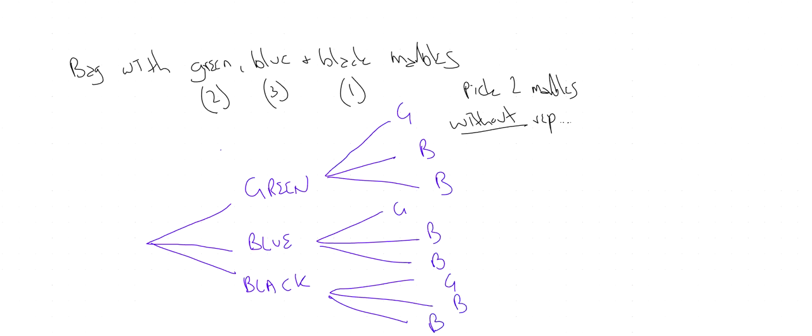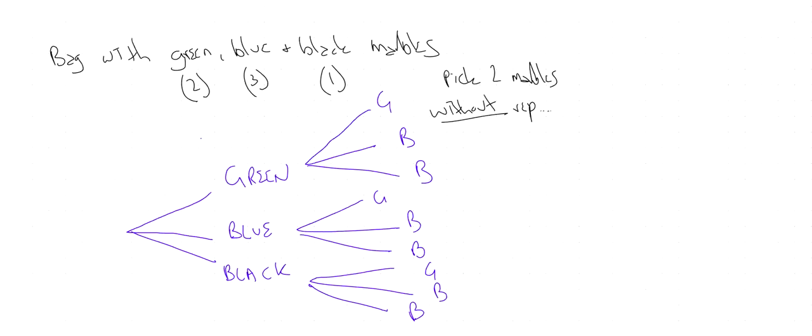So what I'm going to do now is write some probabilities on these arms. Guys, focus. So there's only 1 out of 6 marbles that are black. How many blue marbles are there? 3 out of 6, which is half. Green is 1/3, 2 out of 6.